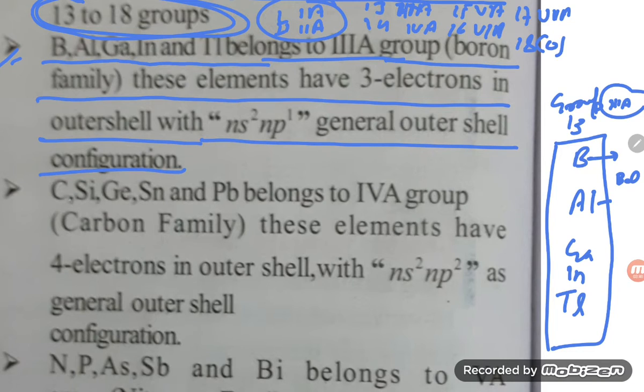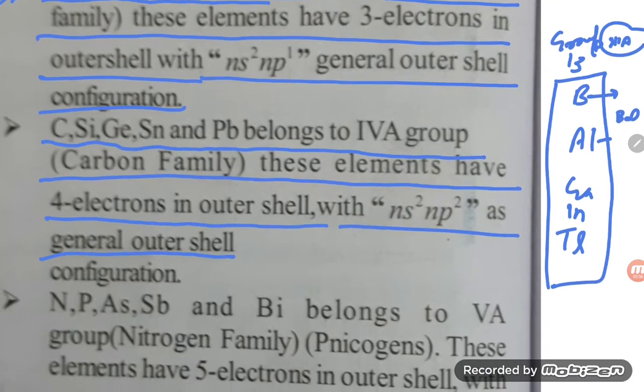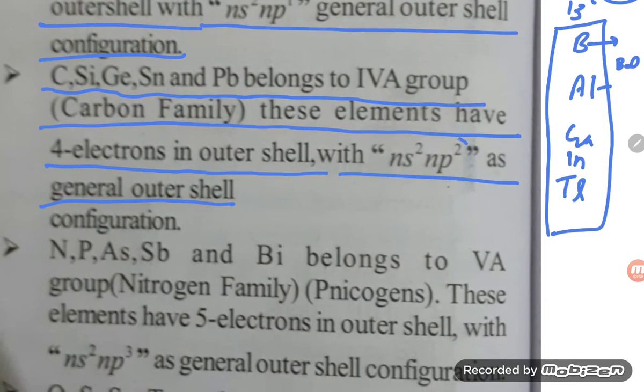Next one is C. Carbon, silicon, germanium, Sn and Pb belong to the 4A group, the carbon family. These elements have 4 electrons in the outermost shell with ns2 np2 as the general electronic configuration. Right, students? ns2 np2 is the general electronic configuration of these elements.